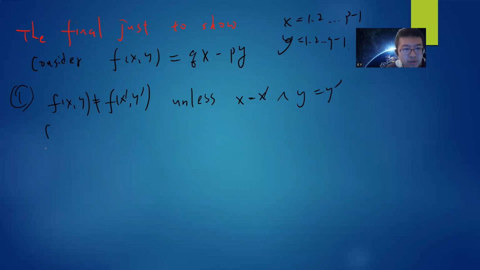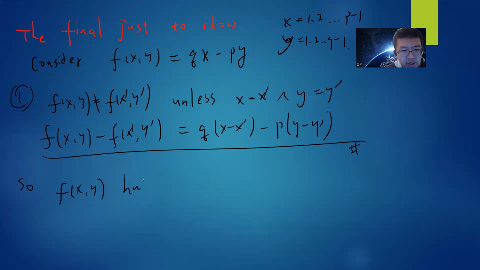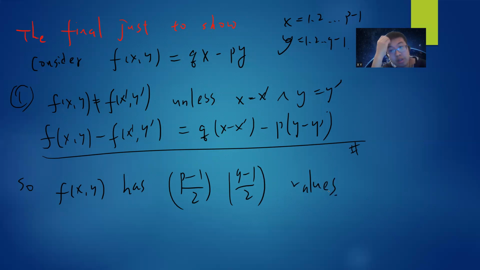Okay, the reason is the following. Since p is prime, you can check that. I mean, first you check this is linear, right? So you know q(x minus x') minus p(y minus y'). So they are co-prime to each other. So since they are co-prime to each other, right, they cannot be the same. Okay, so f(x,y) takes (p minus 1) divided by 2 times (q minus 1) divided by 2 values. Since they're all different, they have all these values.